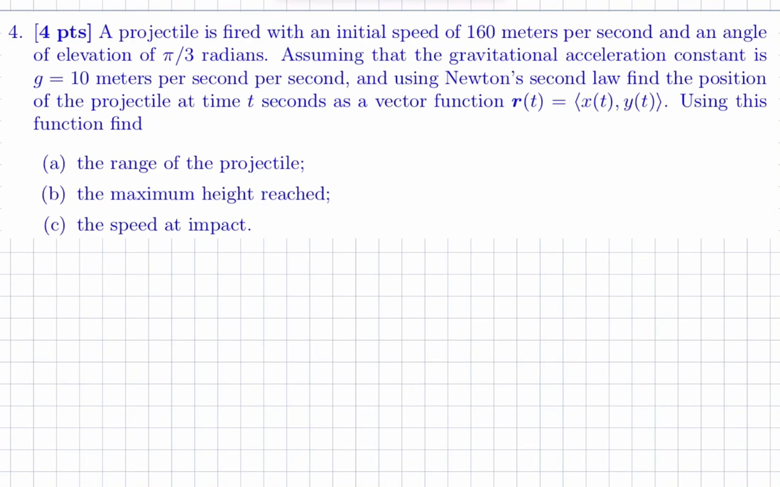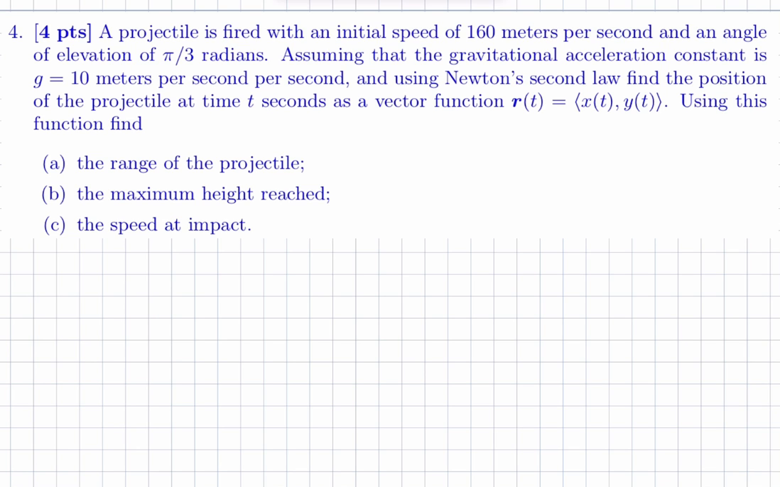Hey guys, we have a question here about projectile motion. We're given the initial velocity and the angle of elevation here. We're also told to use 10 meters per second squared for gravity, and we have three parts to this question. A is the range, B the maximum height, and C is the speed.